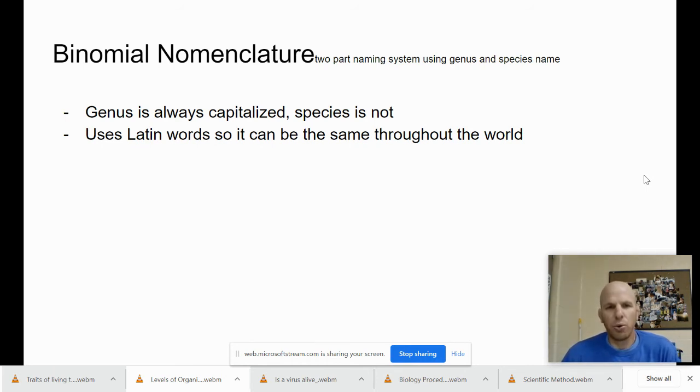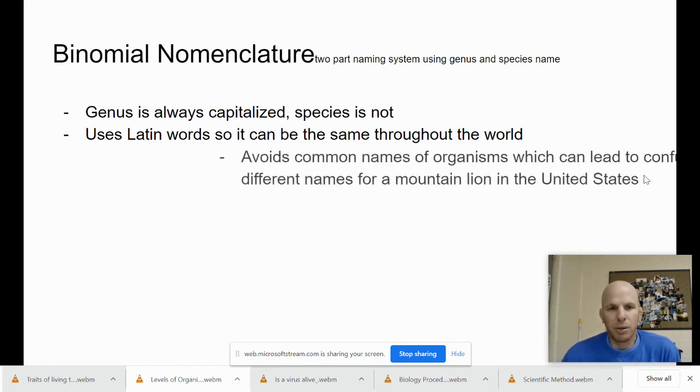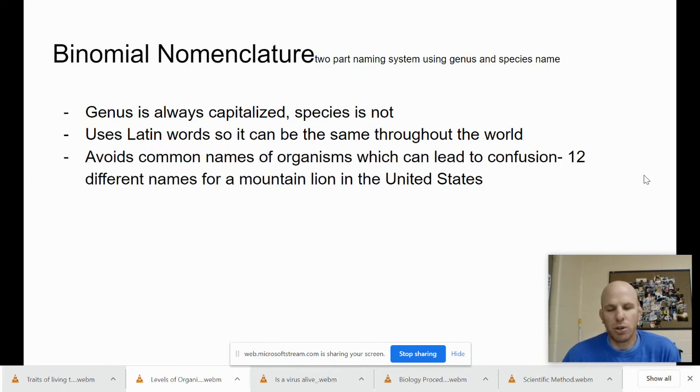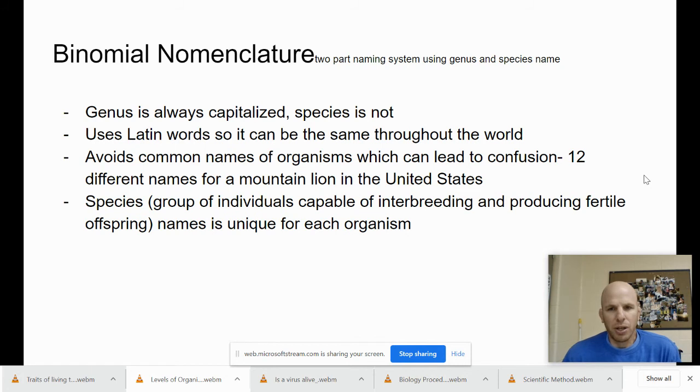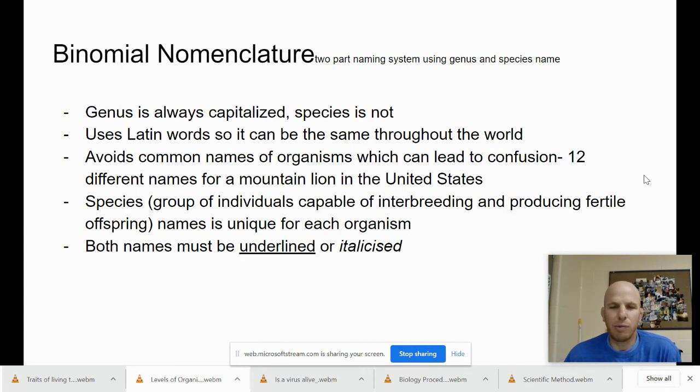Here's the rules. Every time you write the binomial nomenclature name, you always capitalize the genus name, and you do not capitalize the species name. Okay? I'll come back to that sentence in a minute. You also have to underline or italicize. For me, I can't write in italicized words, so when we write it, you're going to underline it. If you're typing it, you can put it in italics, and that's going to work for the genus and species name or binomial nomenclature.